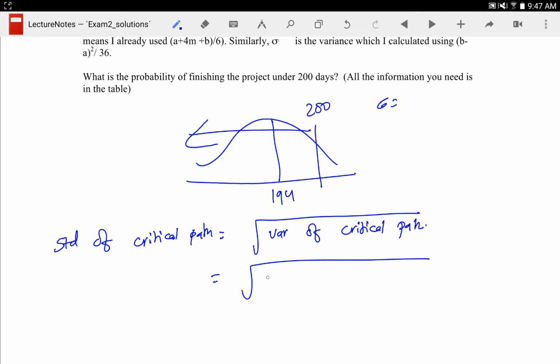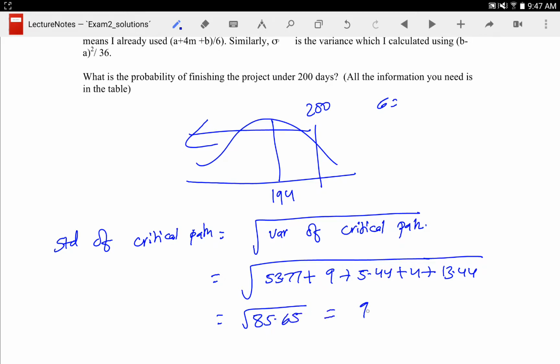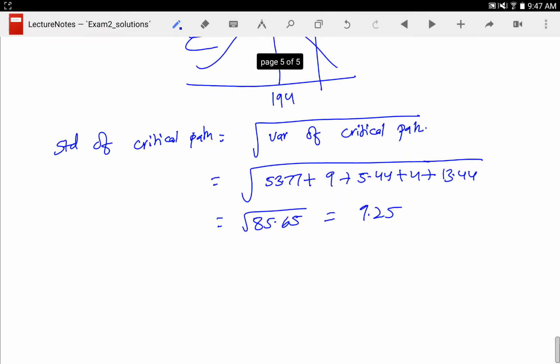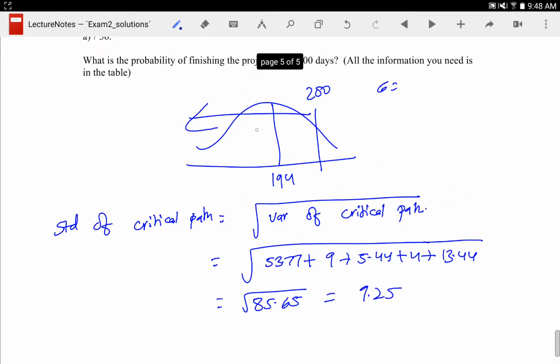So in our case, it is 53.77 plus 9 plus 5.44 plus 4 plus 13.44. You get the square root of 85.65, and the square root is 9.25. Again, the reason is you can't add standard deviations. You have to add variances and take the square root of it. After you do that, it's a fairly straightforward process. The standard deviation here is 9.25.